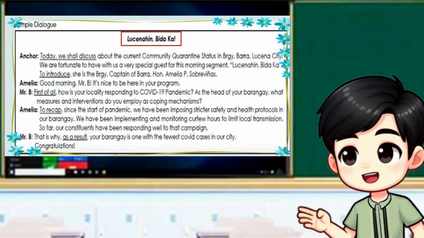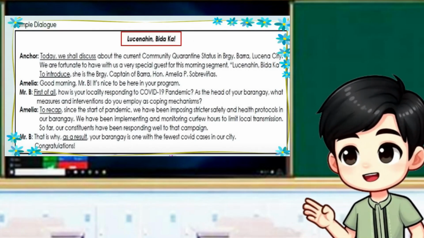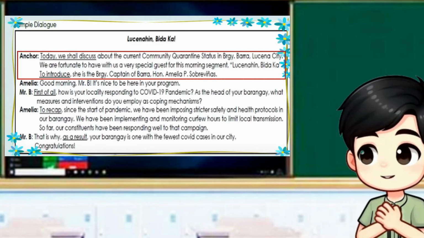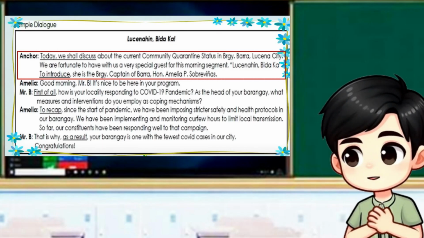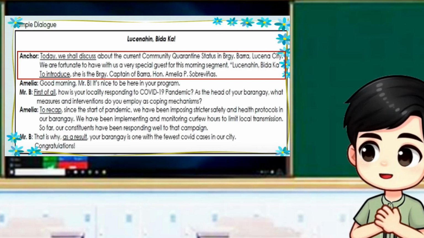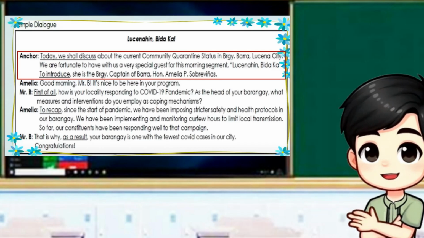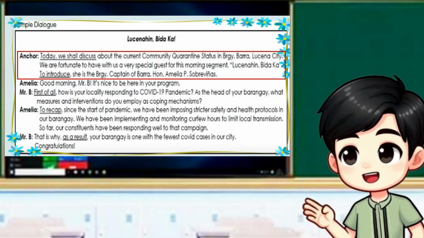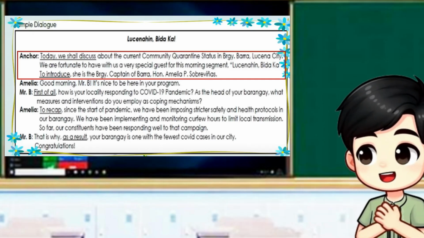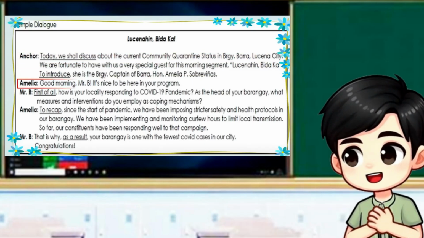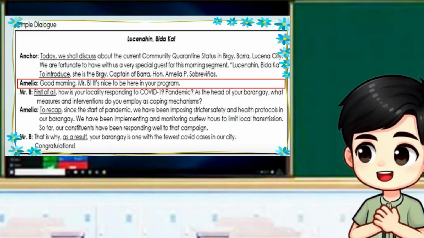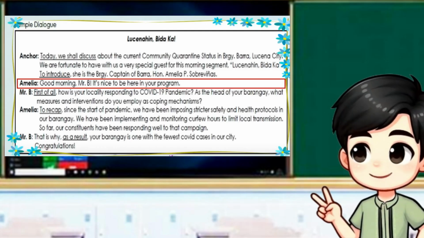Title: Lusinahin Bida Ka. Anchor: Today, we shall discuss the current community quarantine status in Barangay Bara, Lucena City. We are fortunate to have with us a very special guest for this morning's segment, Lusinahin Bida Ka. To introduce, she is the barangay captain of Bara, Honorable Amelia P. Sovervinas. Amelia: Good morning, Mr. B. It's nice to be here in your program.